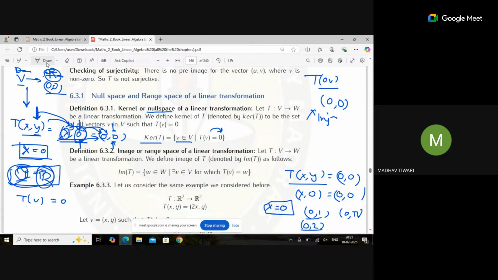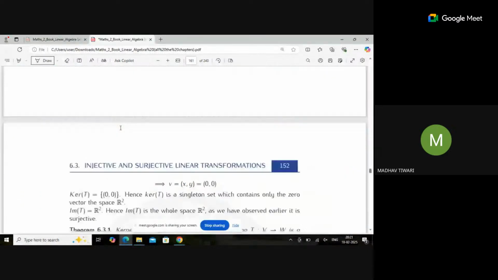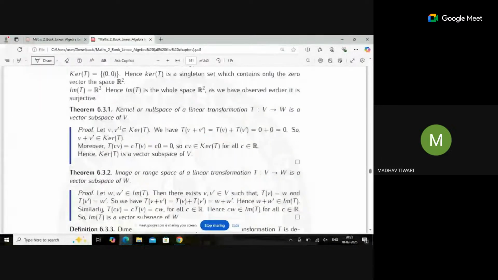Okay. So here we have seen images and range spaces, and the null space. You can see here the null space of a linear transformation is a vector subspace of V. We have already seen that it is the set of vectors inside V that have the image as the zero vector of the vector space W. Image or range space is a vector space of W.